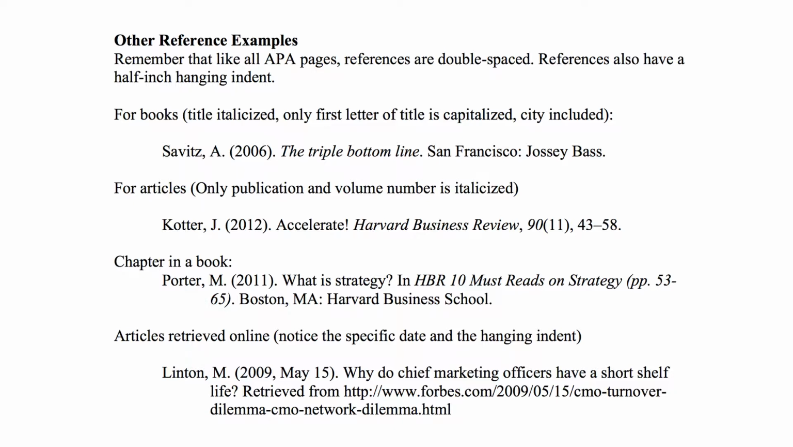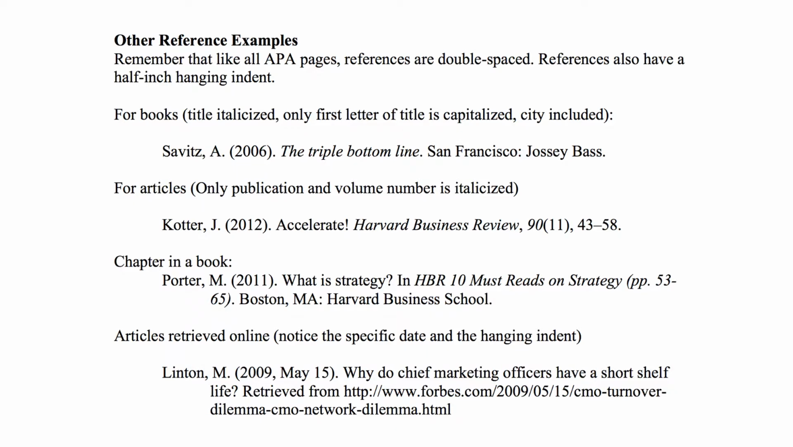And then next, you have a chapter in a book. You have Porter 2011, What is Strategy? This is a chapter in the book. What's the book title? 10 HBR Must-Reads on Strategy. That's why it's in italics. You have the page number where that's found, the city and state, as well as the publisher. And at the bottom, you have an article retrieved from an online source with a date, and notice the hanging indent. The hanging indent is where the first line sticks out to the left.